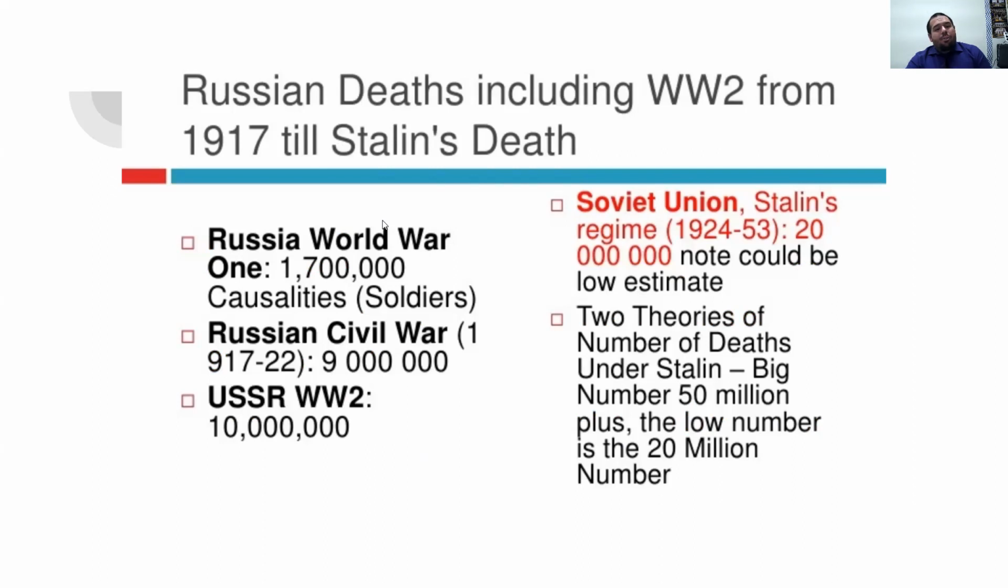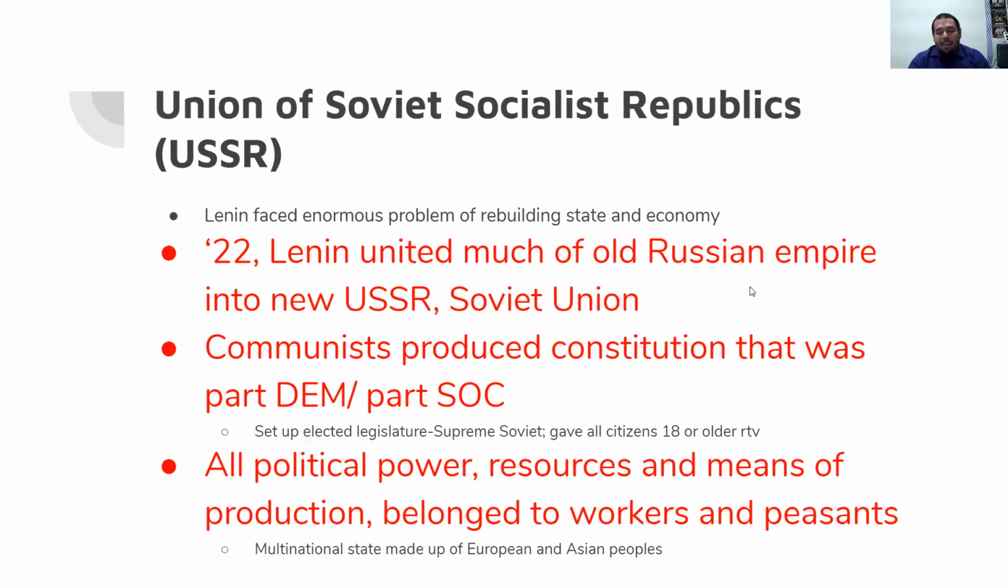So, Russian deaths including World War II, from 1917 to Stalin's death in 1956, or I think it's 1953. Russia in World War I, 1.7 million casualties. The Russian Civil War, 9 million people. And the Soviet Union during World War II lost 10 million people. Under Stalin from 1924 to 1953, 20 million people died, although that could be a low estimate. They're as high as 50 million. Crazy. And people think Hitler is worse.